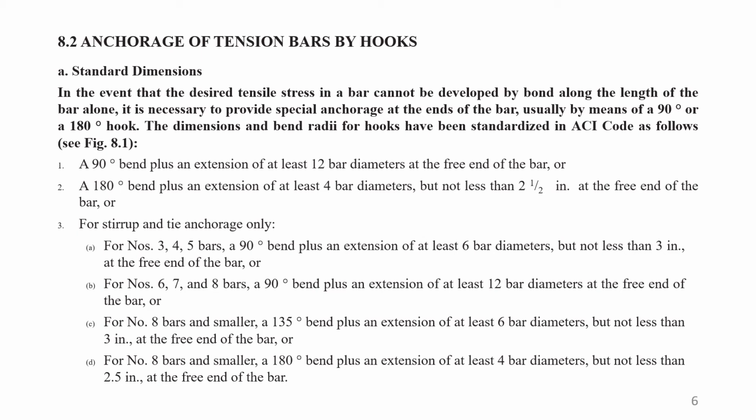There are two things. One is the bend diameter, that is D, and the numerical values are listed in this text, and there is some extension of a straight portion, and the dimension or length of this also is given in this table depending on the size of the bar.